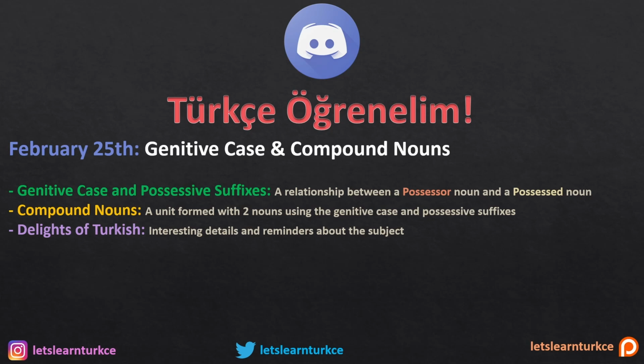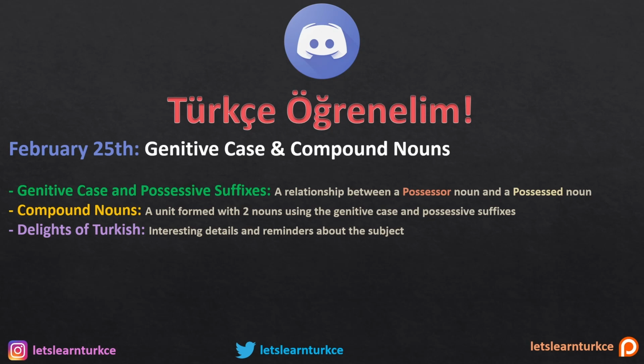I also added this brief summary. For example, there will be like 3 sections in this lesson. The first one will be about the genitive case suffixes and possessive suffixes. We will talk about their differences. And to keep it simple, I put them in 2 categories like possessor and the possessed. That way it's better to memorize and it's more clear.